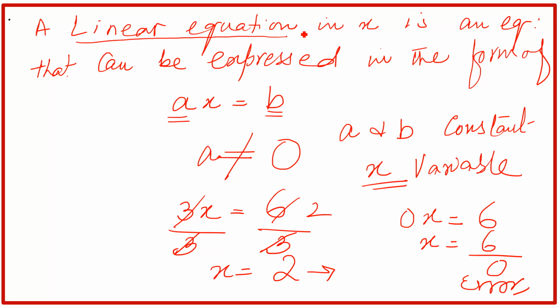A linear equation in x is an equation that can be expressed in the form of ax equal to b. a and b are constants, while x is the variable. You have to find out the value of x, while a should never be equal to 0. Right? Okay. So here I will write down for you a few linear equations in the form of ax equal to b.